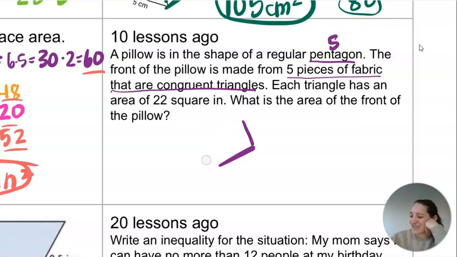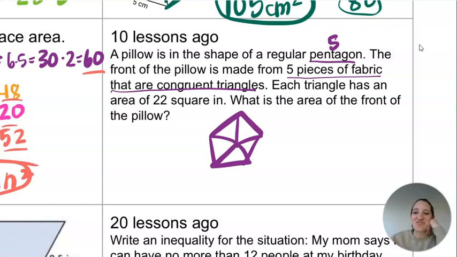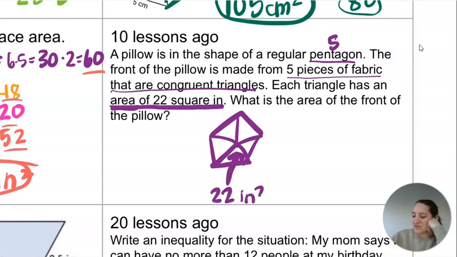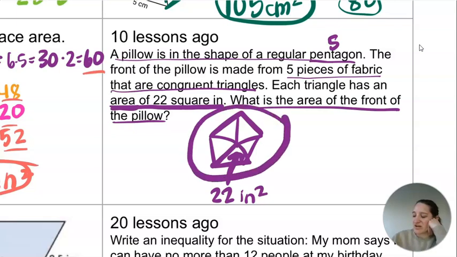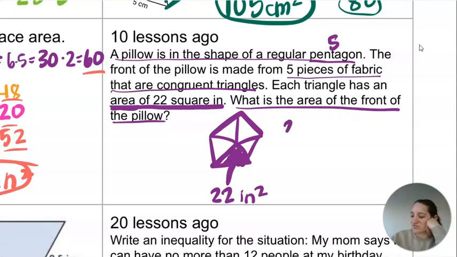Okay, so let me try that again. Look at that. 5 triangles sewn together makes a pentagon. So each triangle has an area of 22 square inches. What is the area of the front of the pillow? Well, the front of the pillow is a pentagon. So I want to know the area of all of that. Well, if one triangle has an area of 22, then I just need to do 22 times 5.